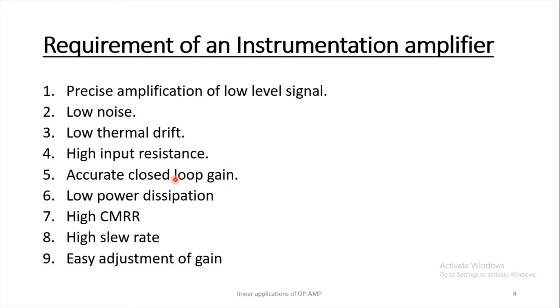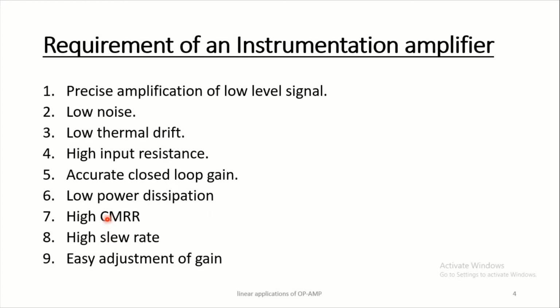The fifth one is accurate closed loop gain. The closed loop gain should not only be accurate, but it should be easily adjustable as well. A continuous gain adjustment is possible using a potentiometer. The next is low power dissipation. If the power dissipation is very high, then it can heat up, so the power dissipation should be as low as possible. The power consumption of the instrumentation amplifier should be as low as possible. This will increase the battery life if the instrumentation amplifier is operated on a battery.